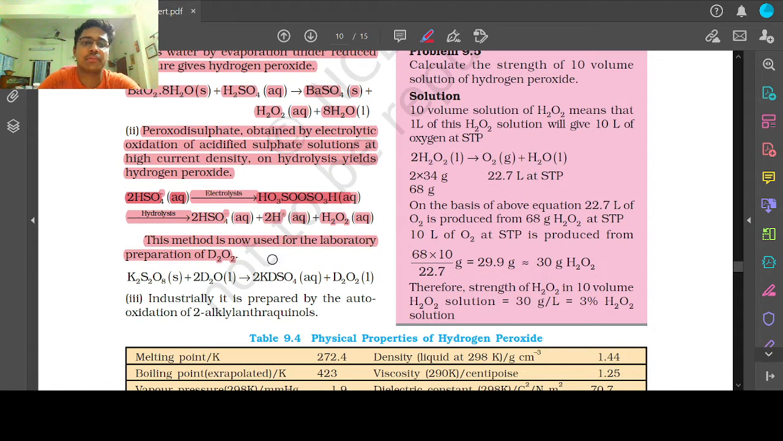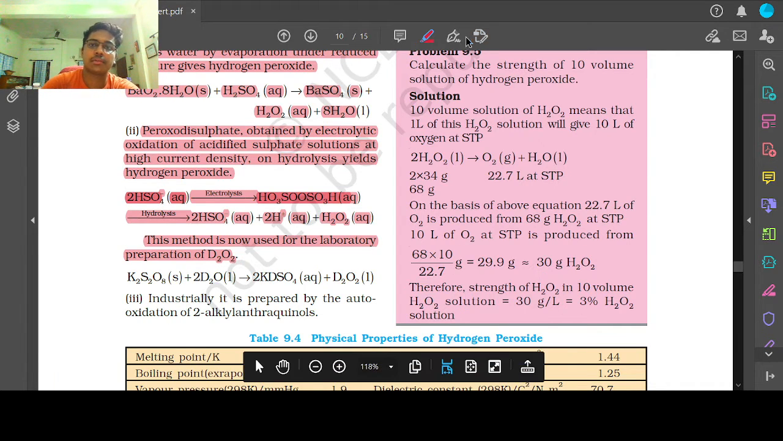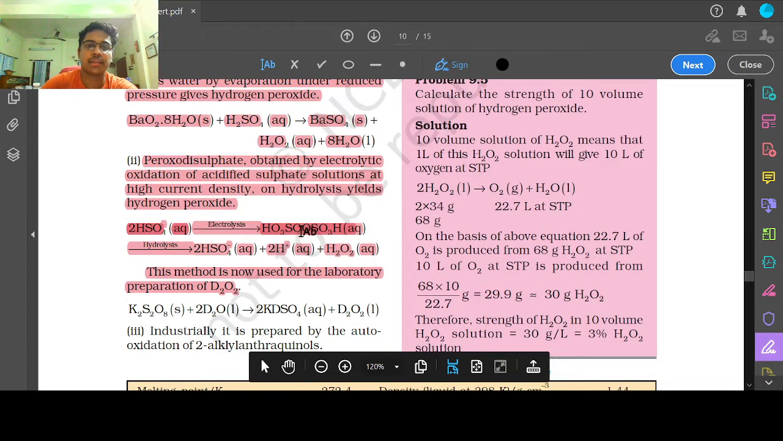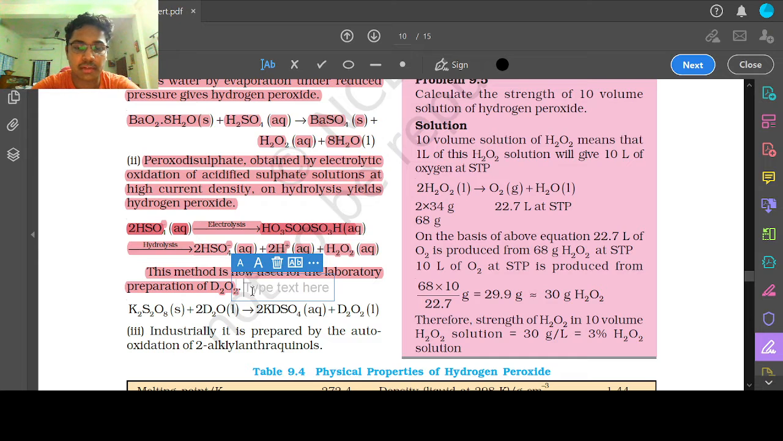This method is now used for the laboratory preparation of D2O2. They will give you a question asking you to discuss the preparation of D2O2, and you will be thinking that we haven't learned this, that it is not in the book. But it is absolutely there in the syllabus, and due to lack of guidance or knowledge, you couldn't answer. I'll mark it here because questions will come from there. That's my guarantee. Very important to note.